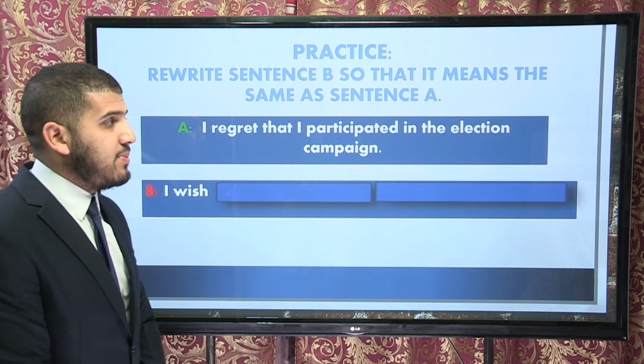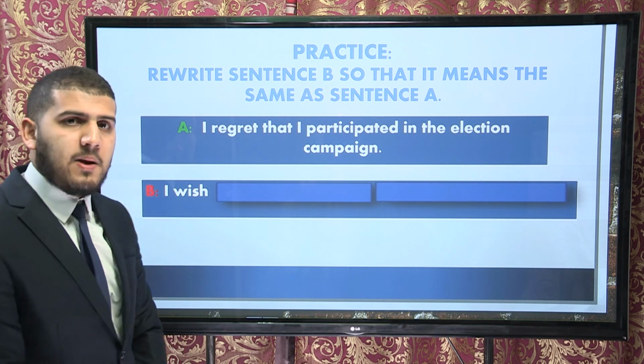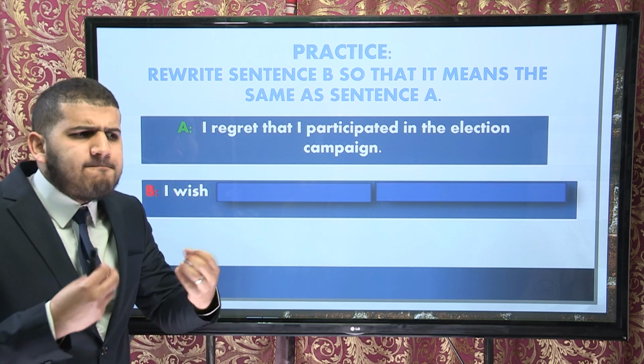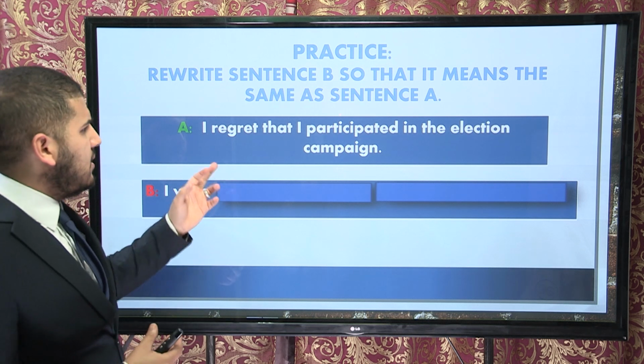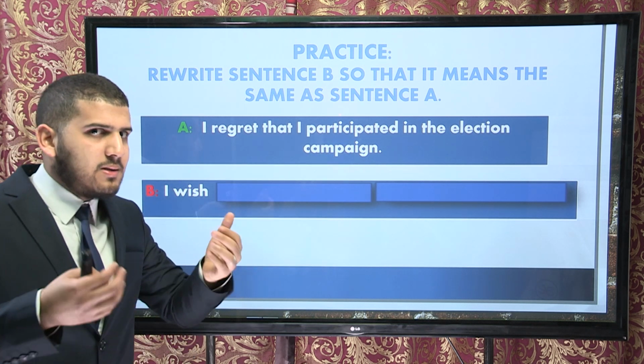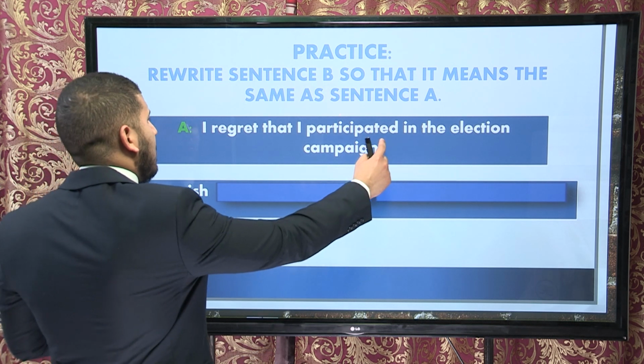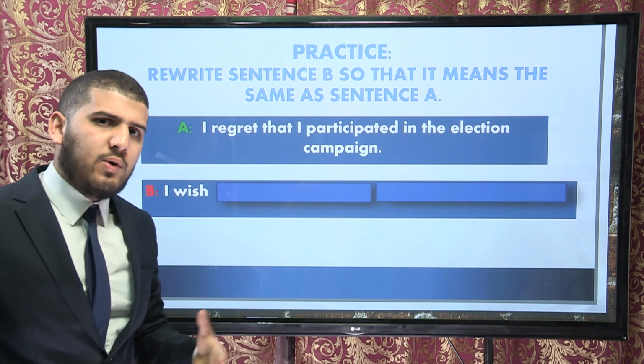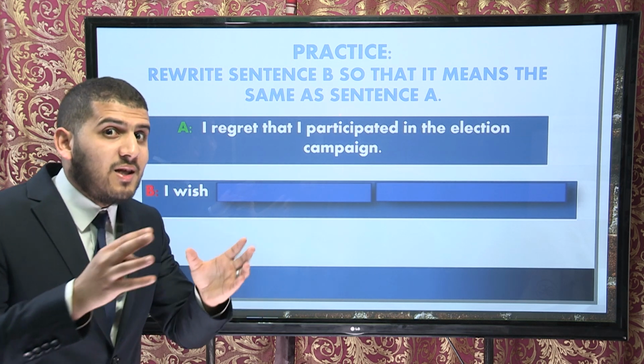I regret that I participated in the election campaign. So what is the tense of the sentence? I regret that I participated. Now, participated is the past simple. As you can see, we have ed here. Therefore, we are going to express wish in the past.